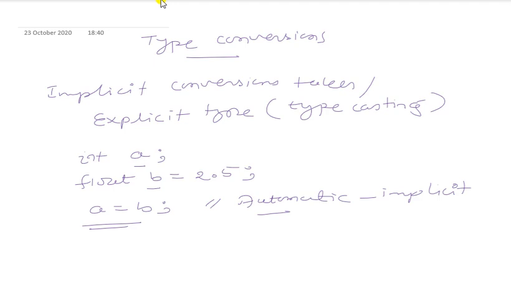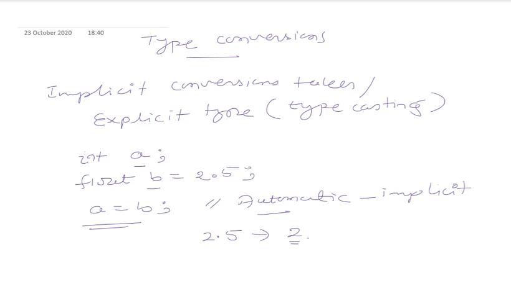2.5 will be converted to integer. So integer conversion means what? The fractional part will be removed, so it will be truncated. So it will be only 2. Now if you print the value of a, it will be only 2 because automatic conversion is taking place.